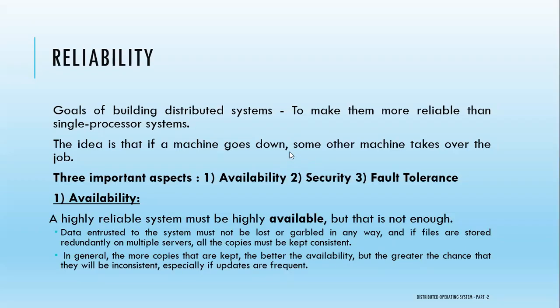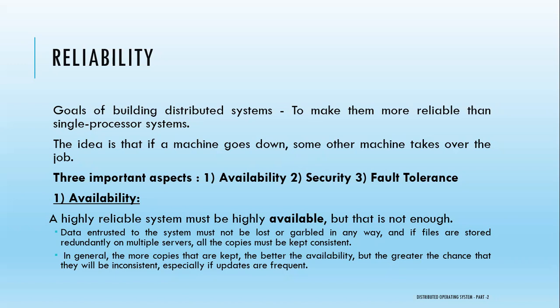Next one is reliability. The goal of building a distributed system is to make it more reliable than a single processor system. The idea is that if a machine goes down, some other machine takes over the job. It has three important aspects: one is availability, second is security, and third one is fault tolerance.